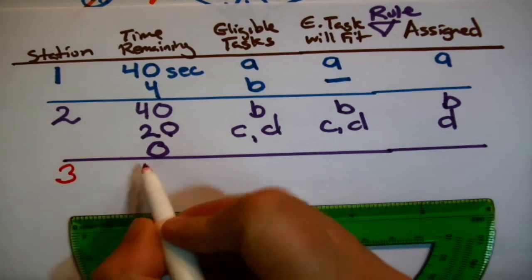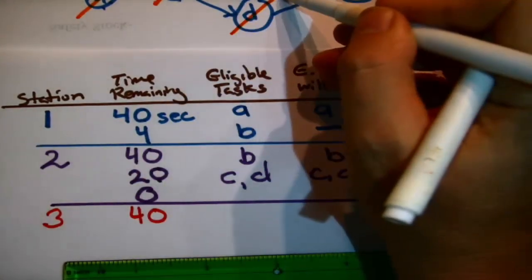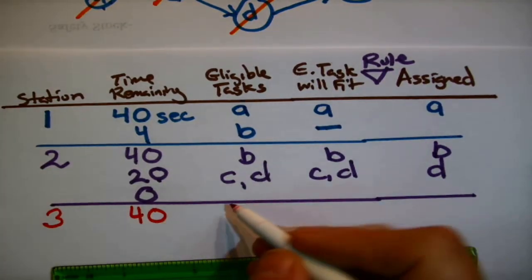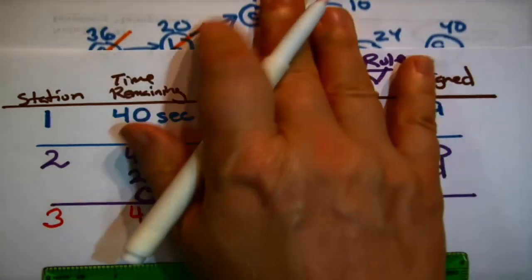And it's time for a new workstation. New workstation, fresh budget of time. Now, I should mark D off. I'm at the third workstation. I'm looking for who's eligible. Well, we're still trying to find a home for C.